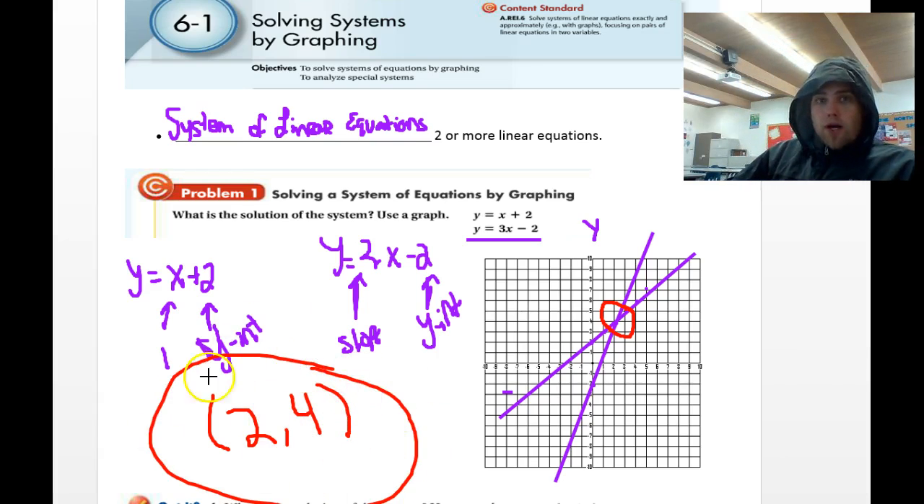Now notice how I wrote my answer. Notice I didn't just leave it over here and say, oh, he's smart enough to figure it out, because I'm not. Okay? Make sure to write your answer down.